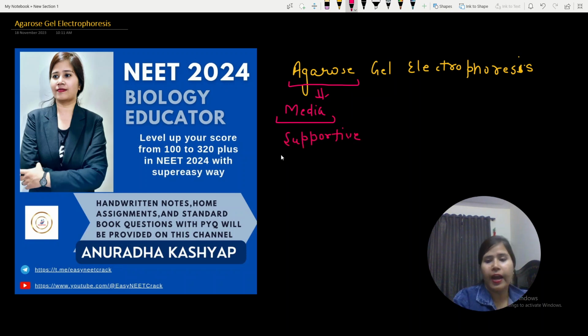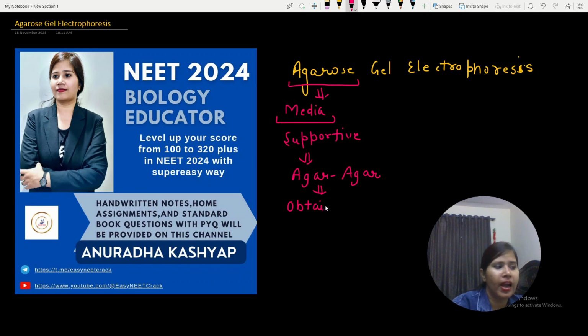Sometimes we also use polyacrylamide gel as a supportive media, but here it is agar. All these questions have already been asked in exams. Agarose is basically agar, and it is obtained from a seaweed. Sorry, it is obtained from a red algae.